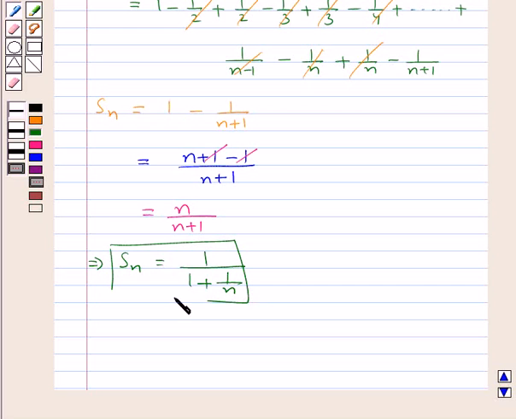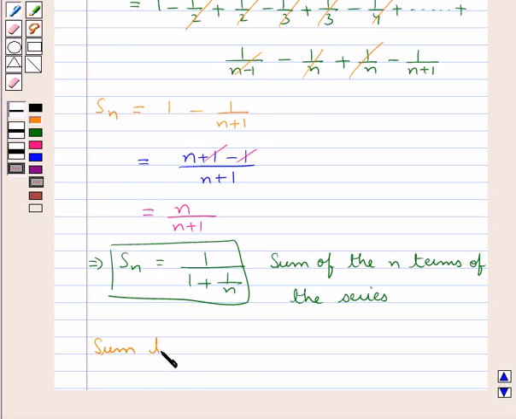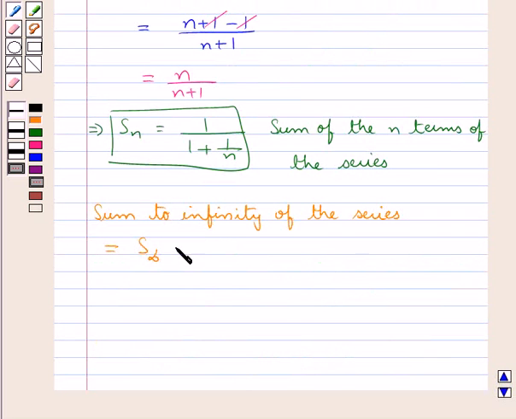So this is the sum of the n terms of the series. Now sum to infinity of the series would be equal to S infinity, and this is equal to limit n tends to infinity Sn, or you can say limit n tends to infinity 1 upon 1 plus 1 upon n.